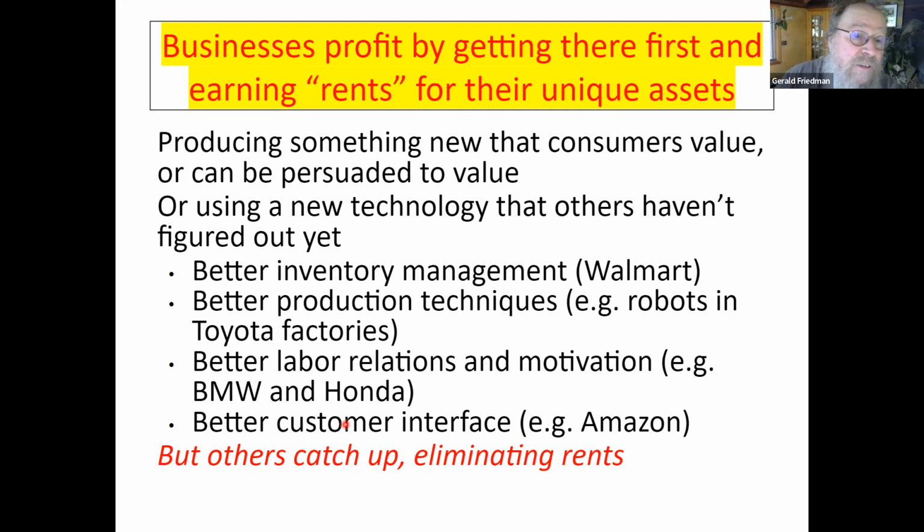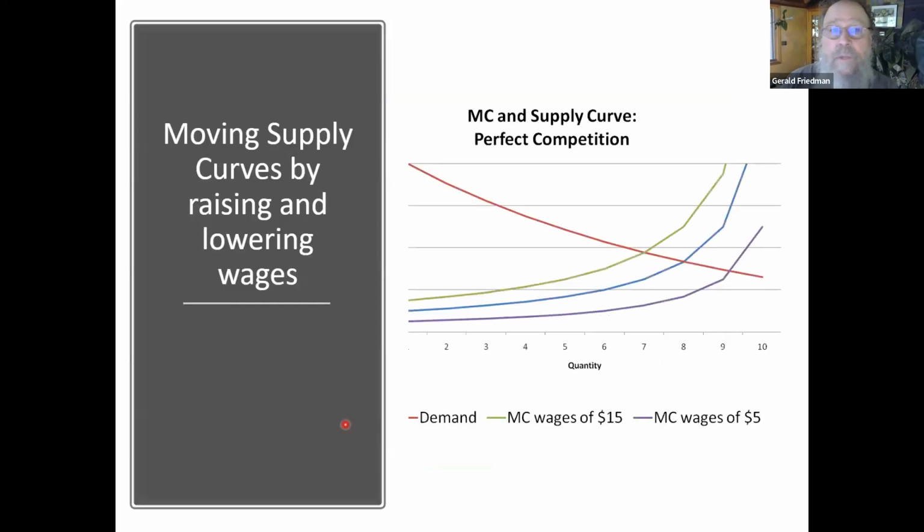Robots in Toyota factories, better labor relations is a form of better technology. You get your workers to work harder and better. Customer interface, the one-click button that for a while Amazon had, and then they found that they had stolen it from somebody and they had to call it something else. Okay, others will catch up. Moving supply curves, raising and lowering wages, for example. Higher wages, you're shifting your supply curve down.